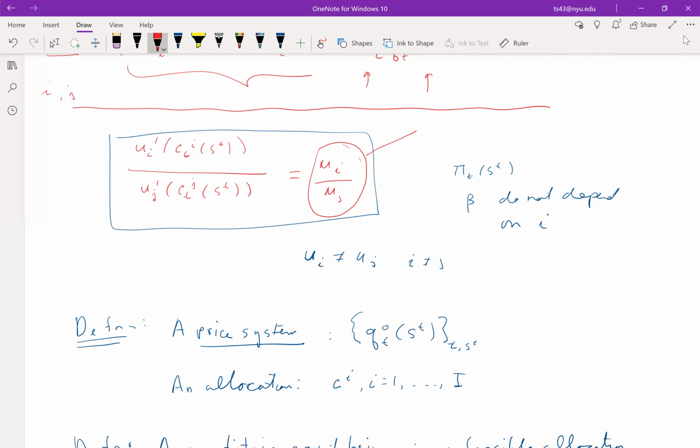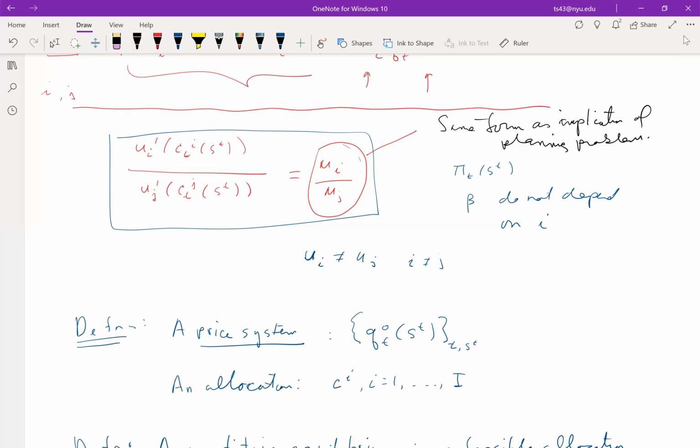has the same form. This is the same form as an implication of the planning problem, where the mu i's were either the Lagrange multipliers or the reciprocals of those Pareto weights. So there's a link between Pareto weights.